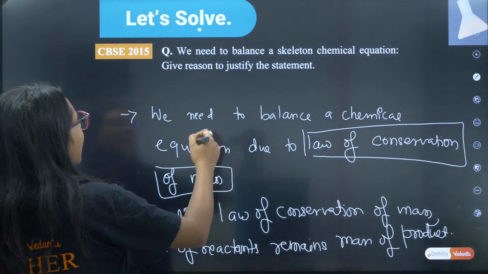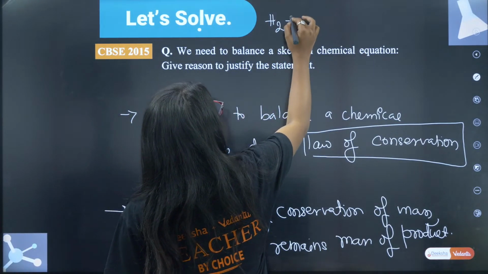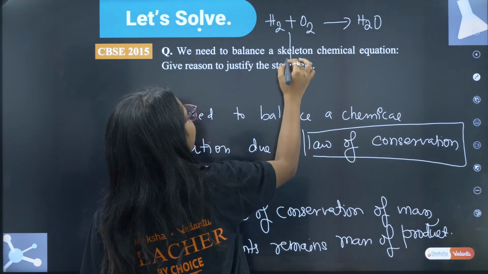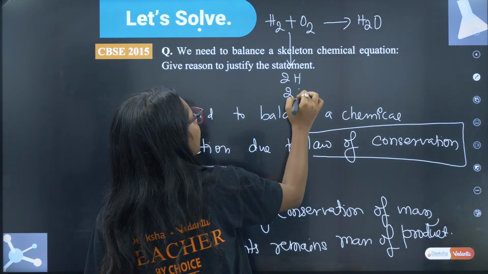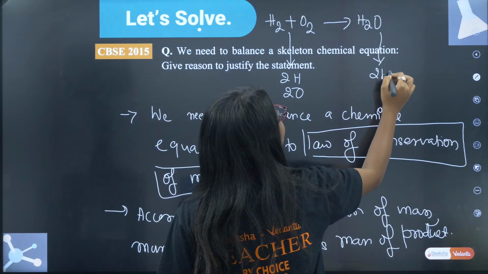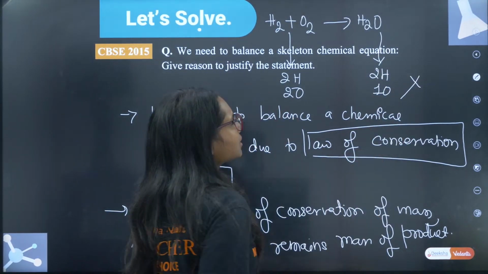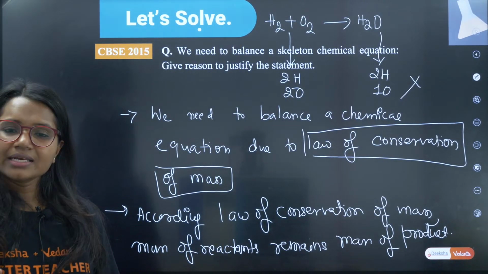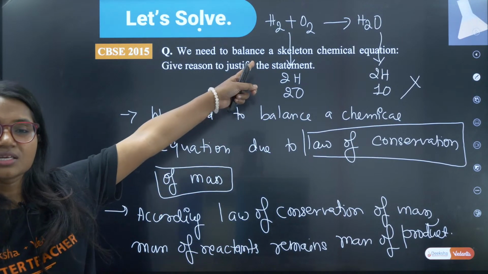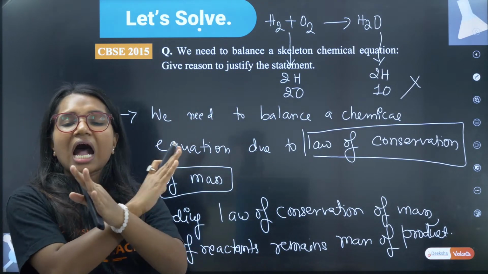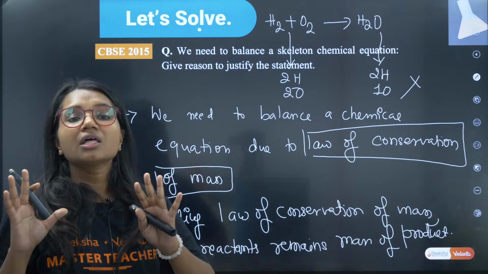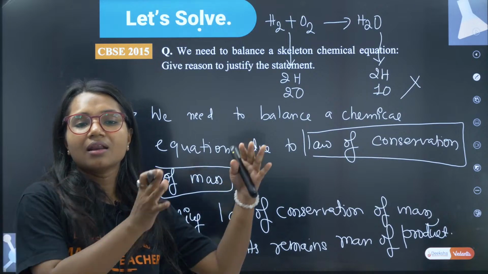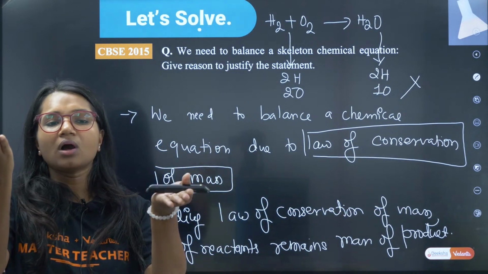Absolutely correct. For example, water. H2 plus O2, it gives you water, right? This side, reactant side, 2 hydrogen and 2 oxygen. Product side, 2 hydrogen and 1 oxygen. This is not a balanced reaction. This is not following the conservation of mass. This is not the way chemical reactions happen. Chemicals react in a way that reactants and products are equal in mass.